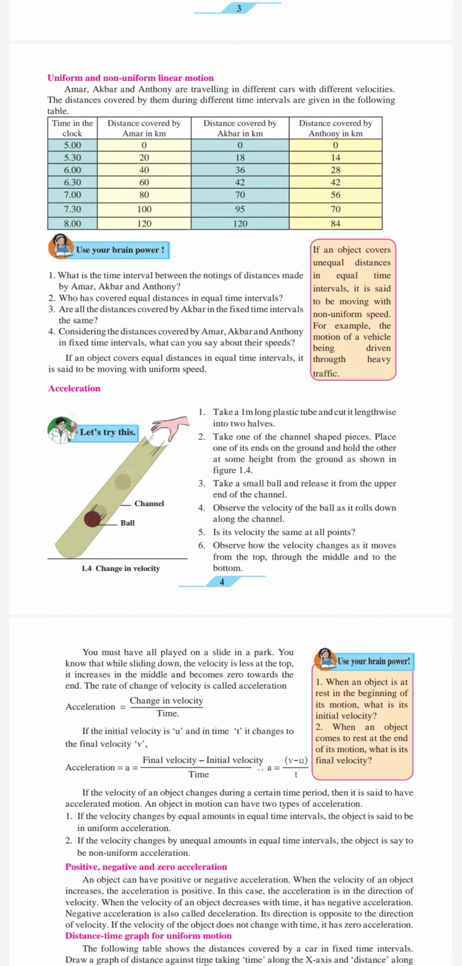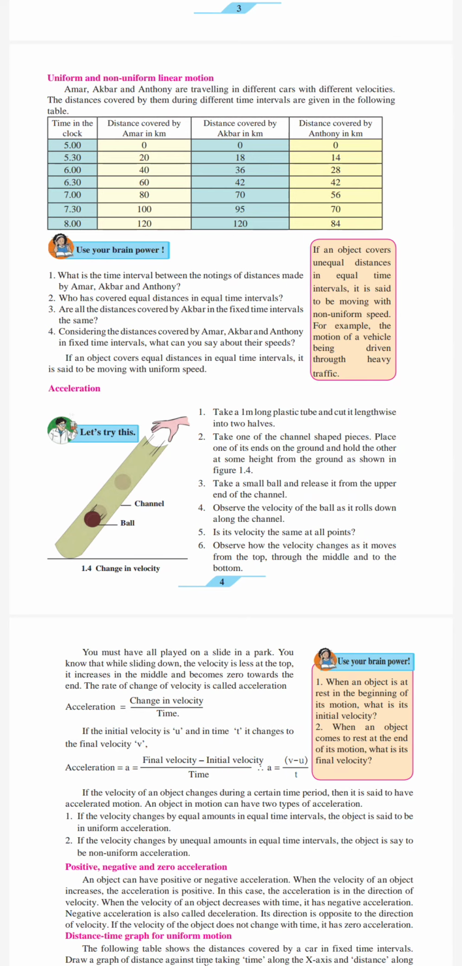But in the case of Akbar, first see, at 5 o'clock Akbar was at the initial position 0, but at 5:30 Akbar has covered 18 km. At 6 o'clock, 36 km. But at 6:30, now just see the distance, 42 km. Then at 7 o'clock, 70. Then 7:30, it is 95 km. If you notice, from 6:30 the kilometers are different, but the time intervals are the same.